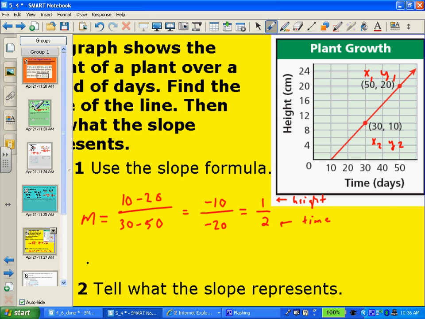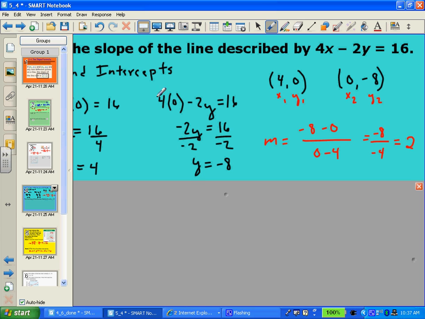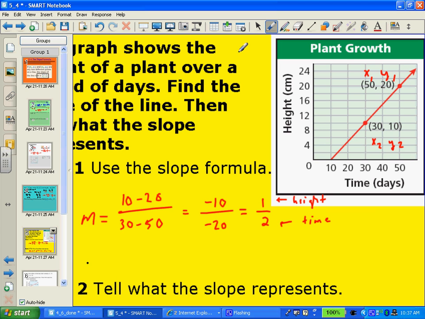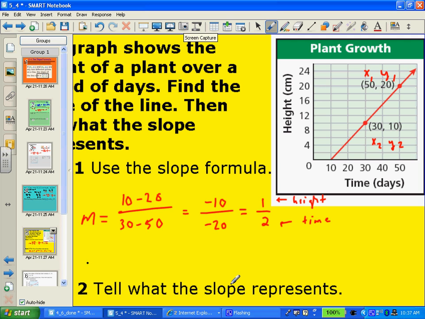So that's it for 5-4. Basically using the slope formula with ordered pairs, using it with graphs and tables, using it from an equation, and then using it from a graph that represents a real life situation, and telling what slope represents.